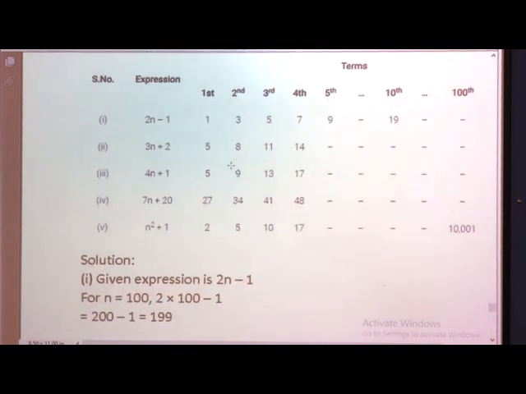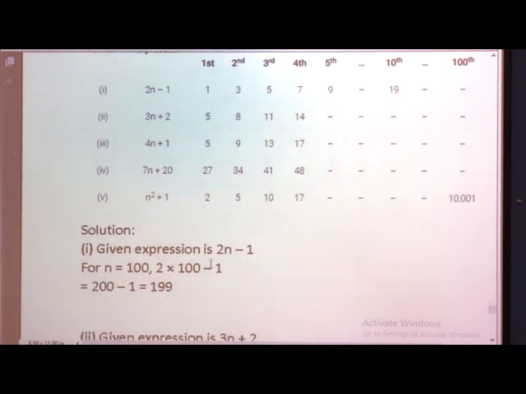So, here we are having some solution for this. The given expression is 2n minus 1. For n is equal to 100, they have already given some values, and we just have to find the value for n equal to 100, which is empty here. So, when n is equal to 100, we just substitute the value of n as 100. So, it is 200 minus 1, so 199. Similarly, here we will use 3n plus 2.